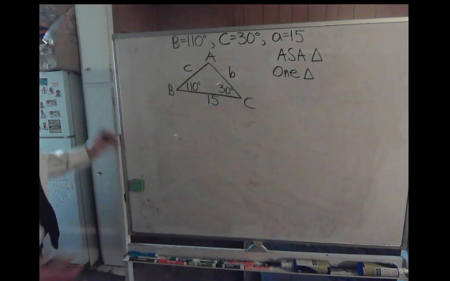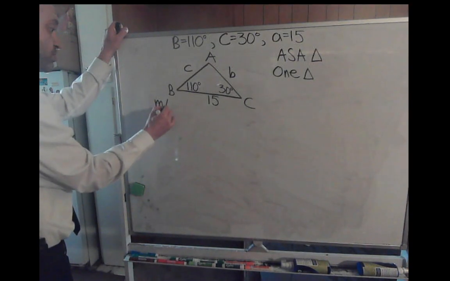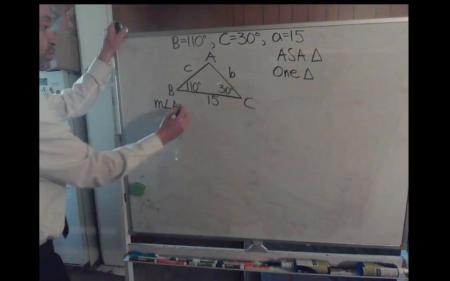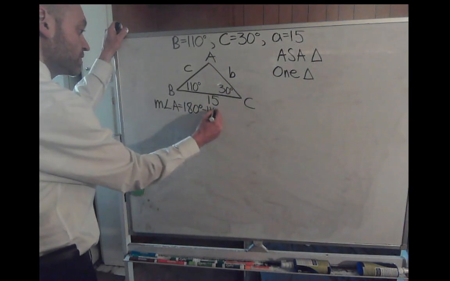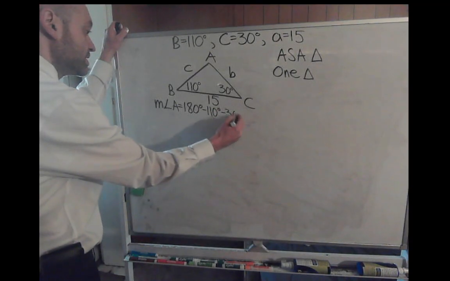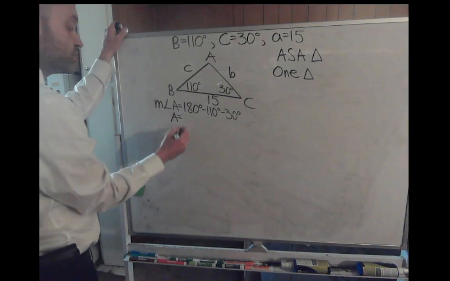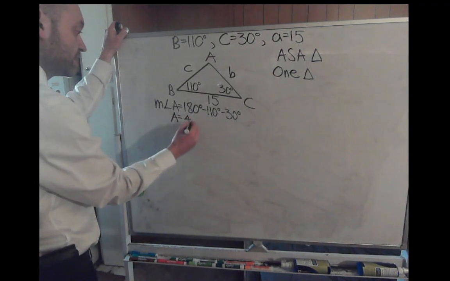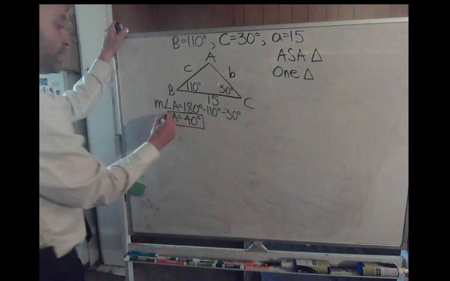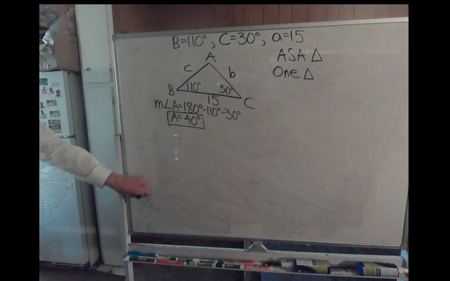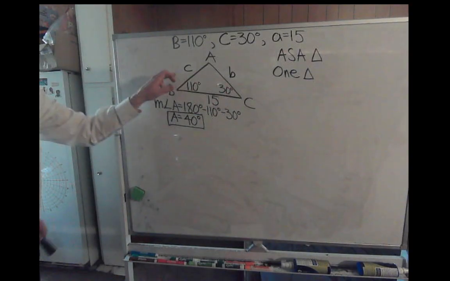Well, the easiest thing's probably going to be to find angle A, right? So to find the measure of angle A, we'll just take 180 degrees minus that 110 degrees minus 30 degrees, which means A would have a measure of 40 degrees. So now we know all of our angles. Angle A is 40. Now we know side A, we don't know B, we don't know C.